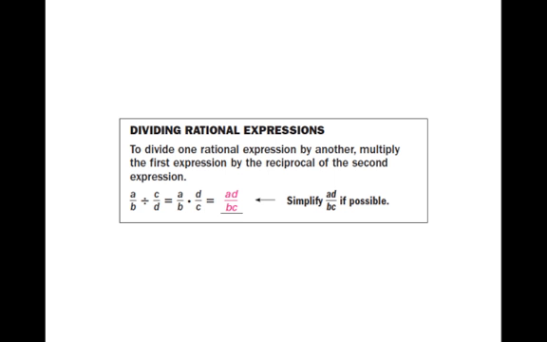All right, so the last thing that we need to talk about today is dividing rational expressions. To divide one rational expression by another, multiply the first expression by the reciprocal of the second expression. So flip the second one and multiply. So a over b divided by c over d is equal to a over b times d over c. And then you multiply the top together to get AD, you multiply the bottom together to get BC, and then you simplify AD over BC if possible. So at that point, you want to make sure you're looking at your factors, and then you cancel factors that match up exactly.